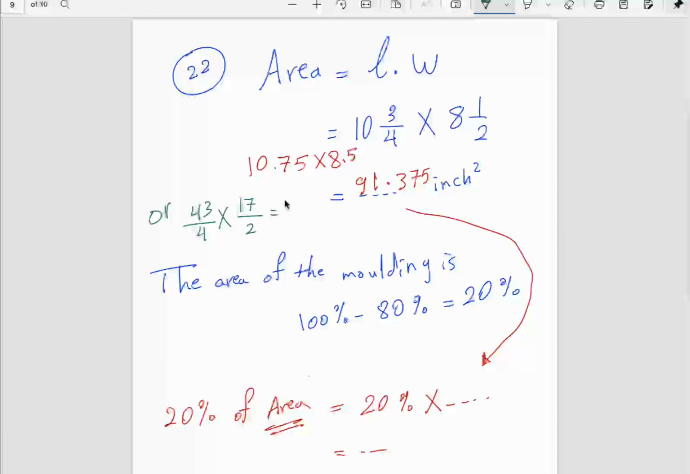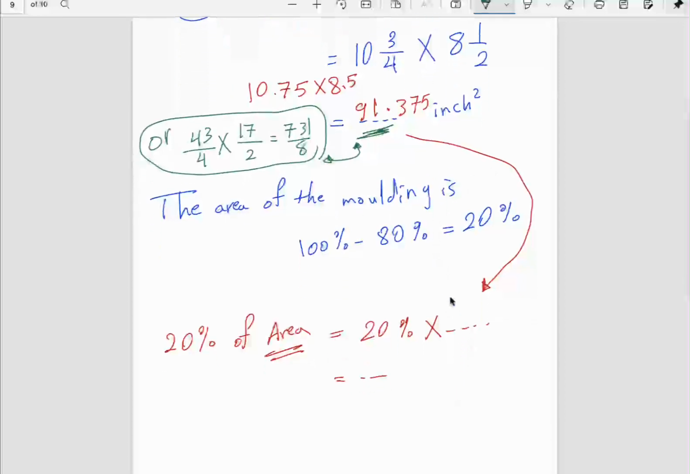And in this case, you get 731 over 8. Okay, just a second. And these two numbers are the same. Just this is a fraction and this is a decimal. Then you will multiply it by 20%, so 91.375 times 20%, and you get the answer.